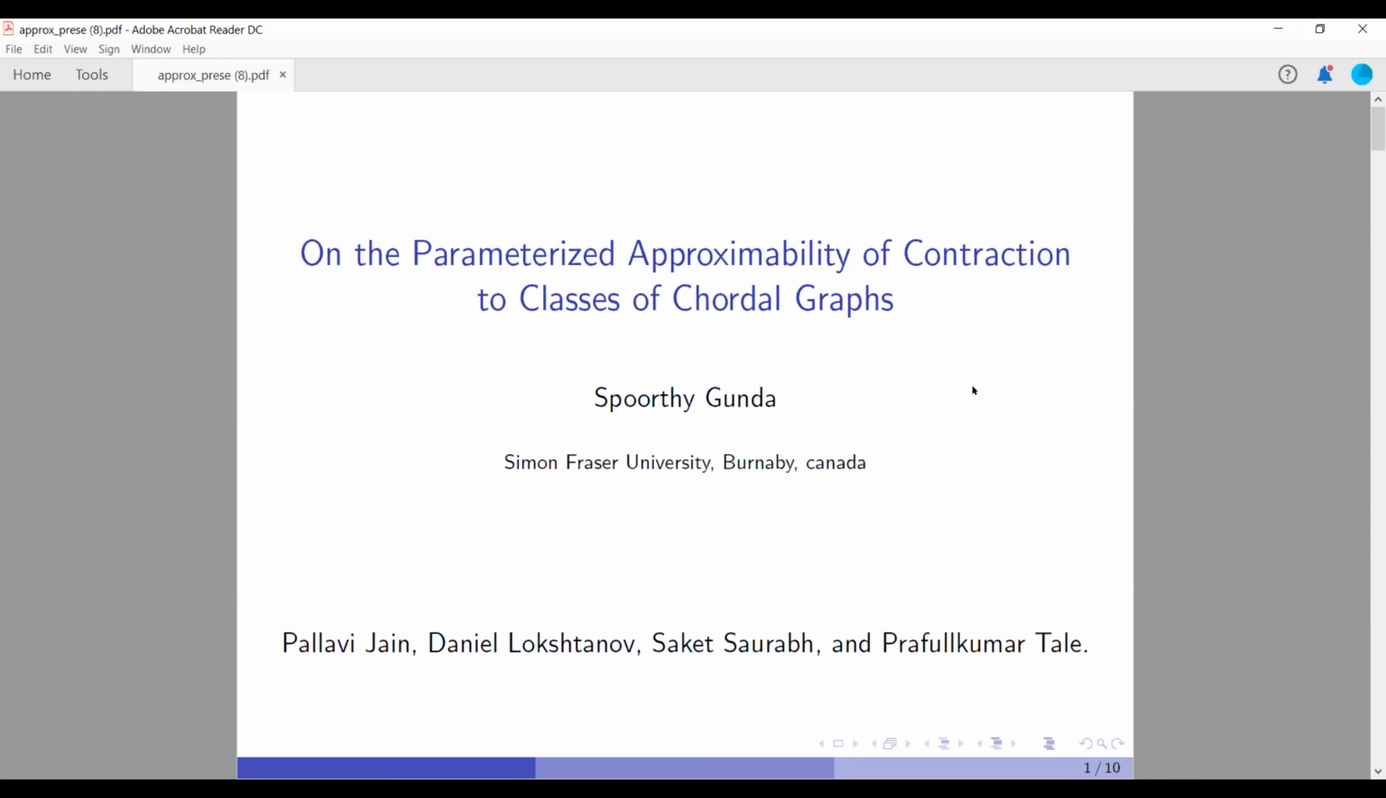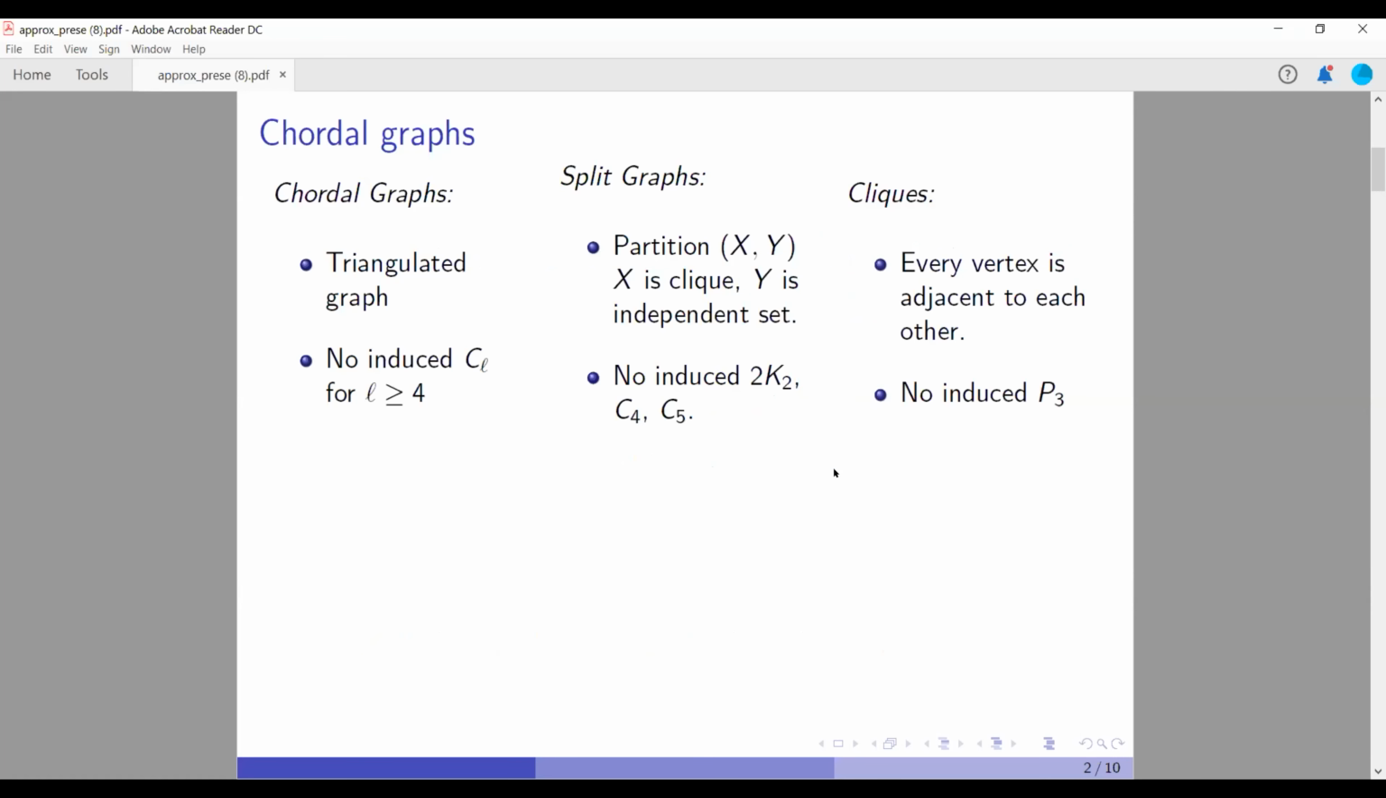So I'm going to present this paper, which was co-authored by Pallavi Jain, Daniel Lokshtanov, Saket Saurabh, and Prafullkumar Tale. Let me start by defining the classes of chordal graphs. A chordal graph, or triangulated graph, is a graph which has no induced cycles of length greater than or equal to 4. A subclass of chordal graphs is cliques, or complete graphs, where every vertex is adjacent to each other. It can also be defined as a graph that has no induced P3, or path of length 3.